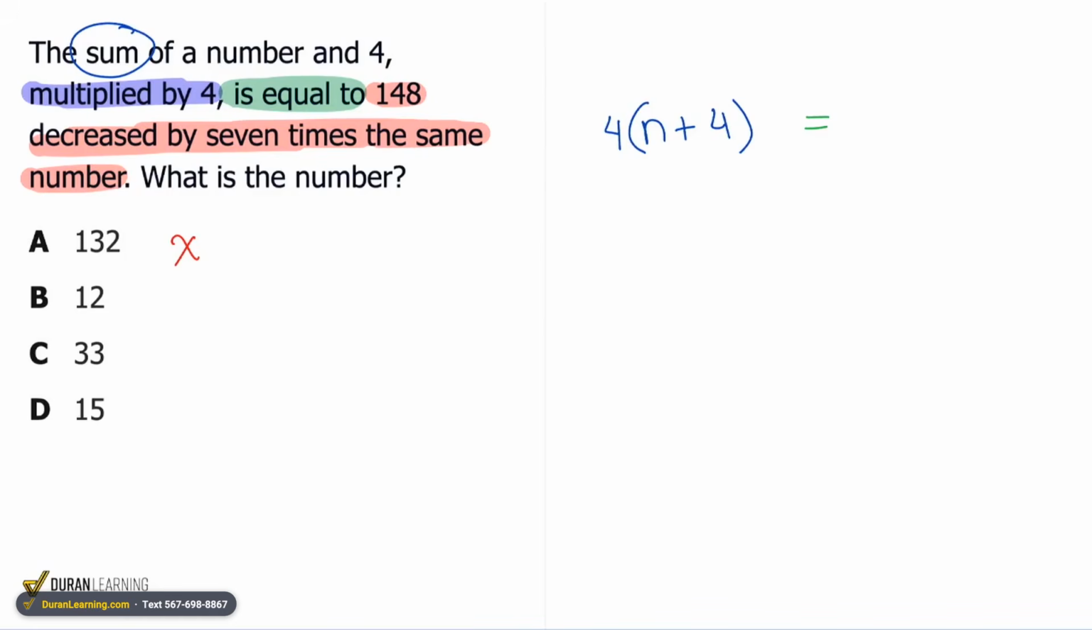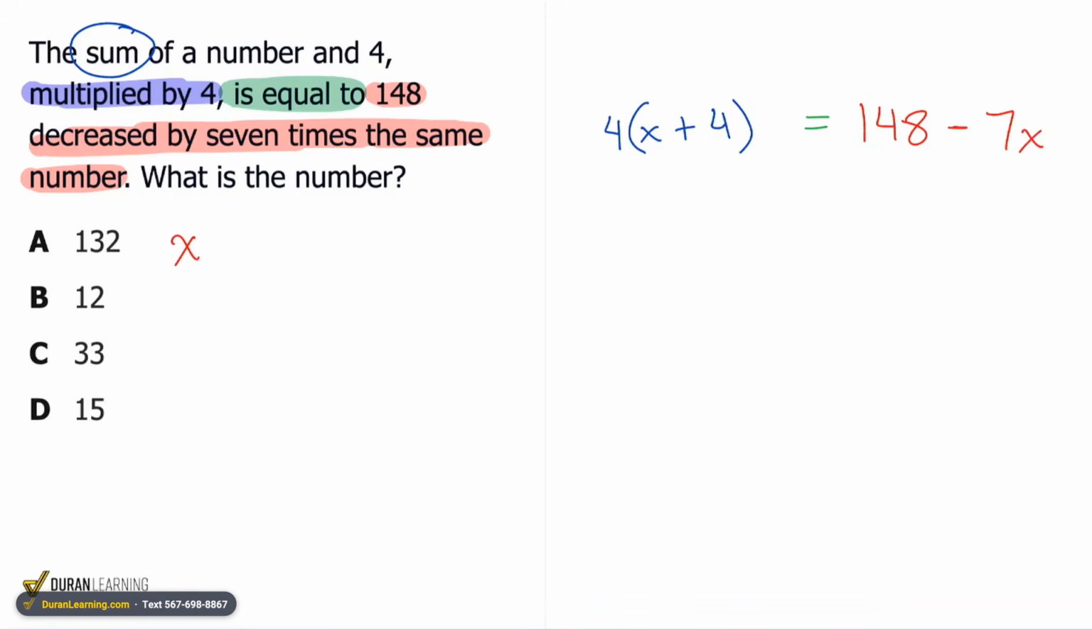From here, let's take a look at that right side now. It says 148 decreased by, so let's start that off. 148 decreased by, so subtracting, and then it says 7 times the same number. All right, 7 times the same number. I know I used n when I said I would use x, so let me be consistent there, but either way we still have the same exact setup. All right, my party people, we're good.